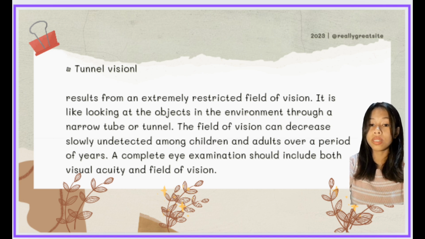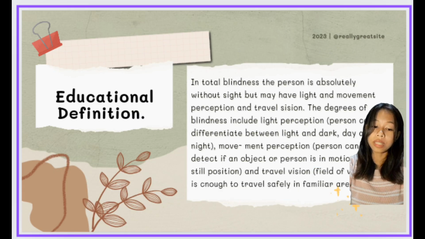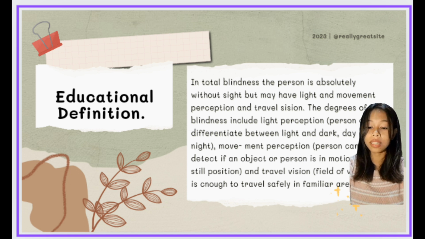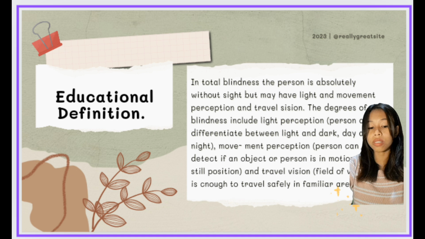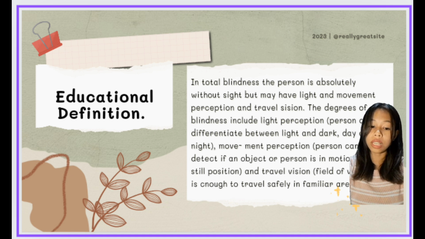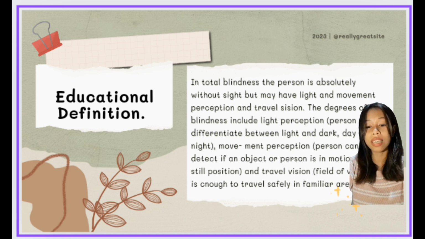Let's move on to the second definition, which is the educational definition. Not all legally blind persons are totally blind. In total blindness, the person is absolutely without sight but may have light and movement perception and travel vision. So the degree of blindness includes light perception, where a person can differentiate between light and dark, day and night.